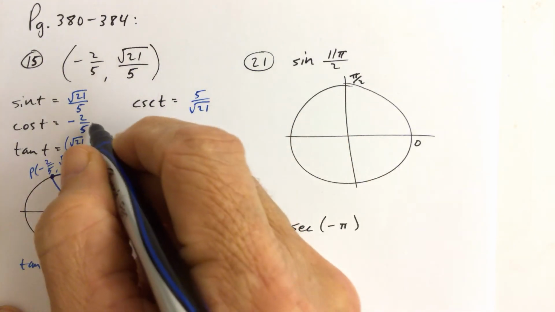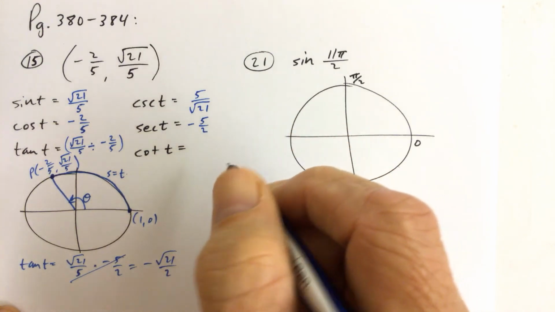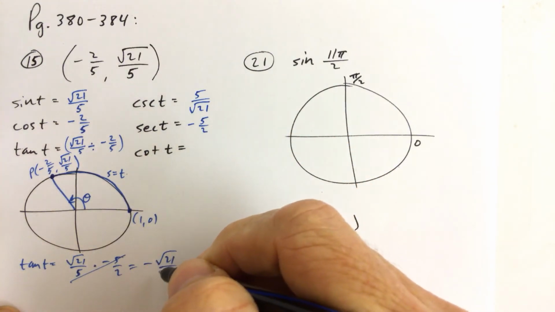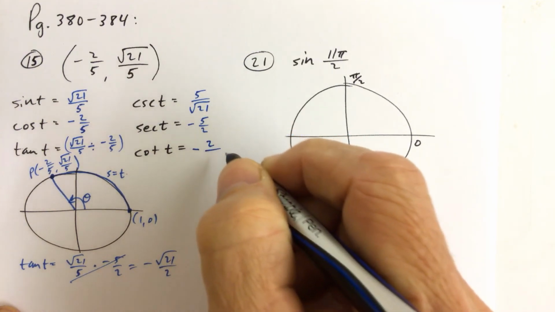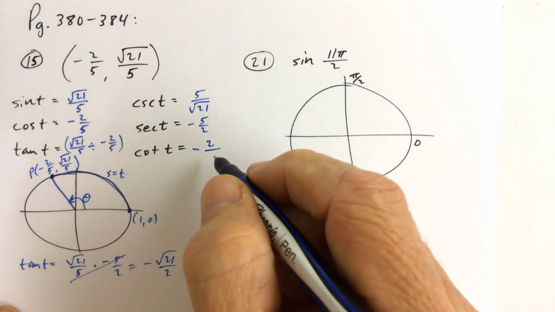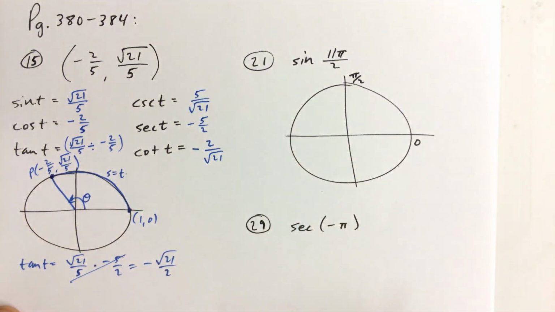The secant would be the reciprocal of the cosine, which would be negative 5 over 2. And then the cotangent, since we did simplify the tangent, I'm going to go ahead and flip the tangent fraction over, because the cotangent is the reciprocal of the tangent, and we get negative 2 over radical 21.